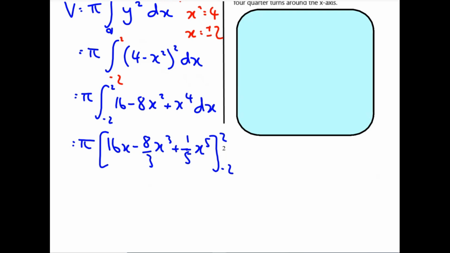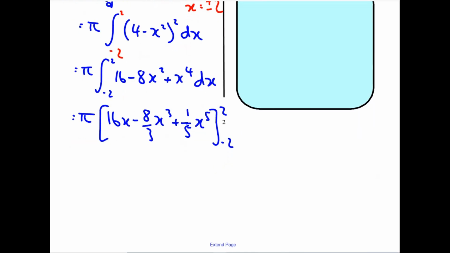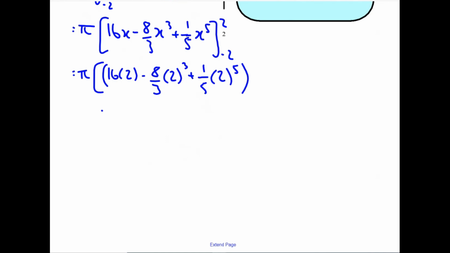Finally, I'm solving my limits and I'm going to work it out. Please make sure you show your substitution into your limits. It's important for getting all the marks in the exam. Especially if you make a mistake, you'll still get the method marks if you show the substitution. Keep the pi out the front. Subbing in 2. And then subbing in minus 2 and taking that away.